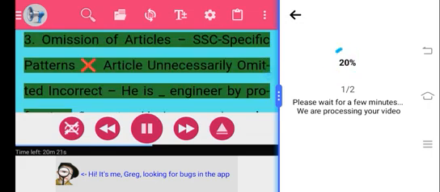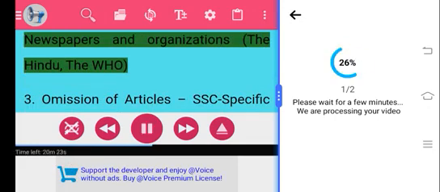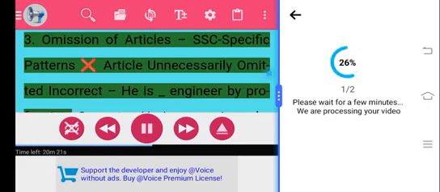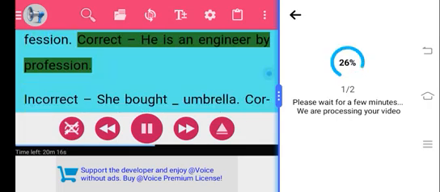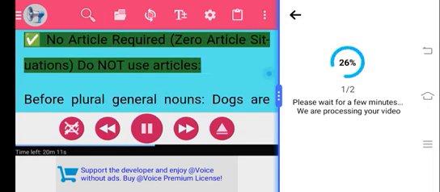3. Omission of articles. SSC-specific patterns. Article unnecessarily omitted. Incorrect: He is engineer by profession. Correct: He is an engineer by profession. Incorrect: She bought umbrella. Correct: She bought an umbrella. No article required: zero article situations.